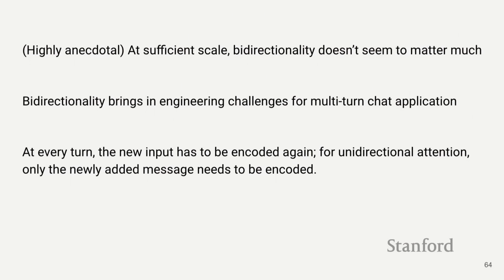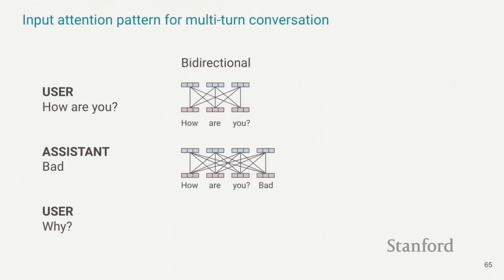But at scale, I don't think this matters that much. This is my highly anecdotal experience. In Flan 2, we tried both bidirectional and unidirectional fine-tuning, and it didn't really make much difference. But I want to point out that bidirectionality actually brings an engineering challenge for modern multi-turn chat applications. At every turn, the new input has to be encoded again. For unidirectional attention, it's much, much better. Here's what I mean by that.